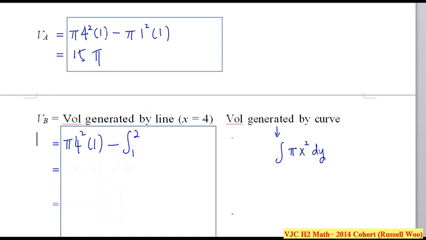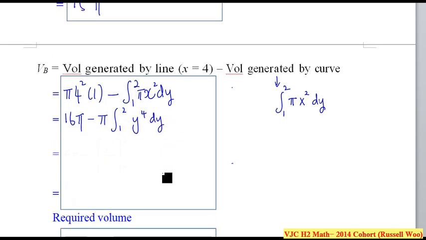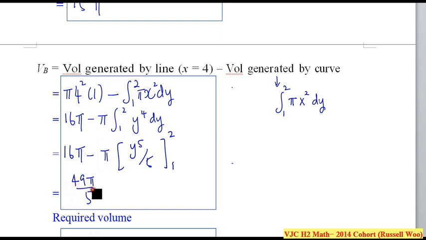So before we write that, we write x squared first. Okay? Correct? Pi x squared from 1 to 2. Alright? So this is 16 pi minus, we factorize the pi out, x squared is y to the power 4. And this is 16 pi minus pi y to the power 5 over 5 from 1 to 2. And arithmetic will tell this is 49 pi over 5.